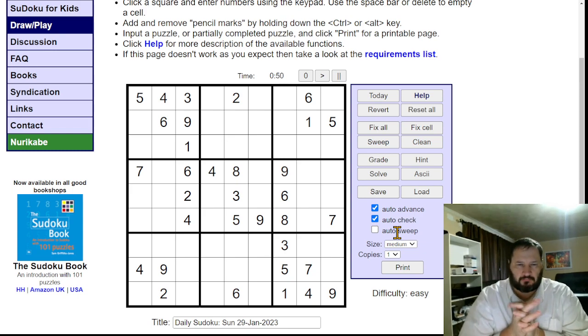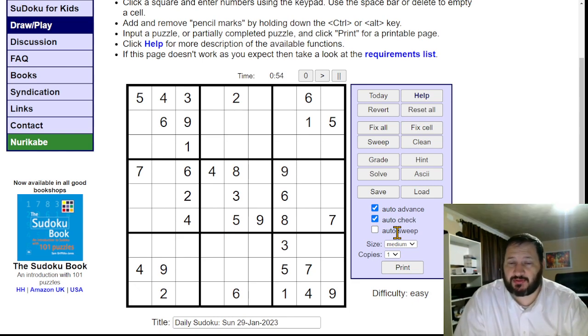Alright. So we're going to do single elimination. We're going to try not to use any pencils. We're going to take our time and see what we've got. So I like to start off looking for pairs of numbers.